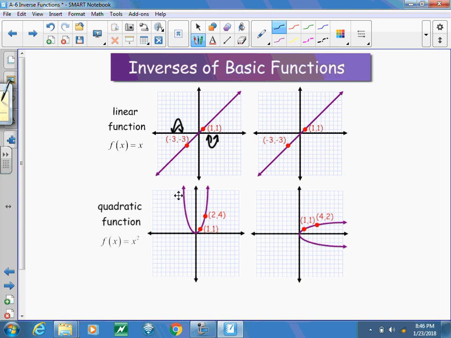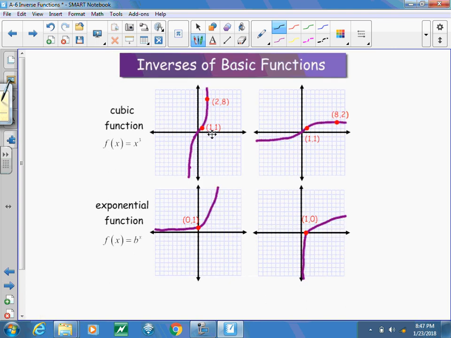Quadratic function, if we look at that in our parabola here, taking the points of 1, 1 and 2, 4, I could plot those points of 1, 1 and 4, 2. Could also look at another point here. I could look at -2, 4, and so that would be 4, -2. So seeing how that works out. Cubic function, again, plotting those points and flip-flopping them, it takes that little curve right here and really just puts it onto its side.